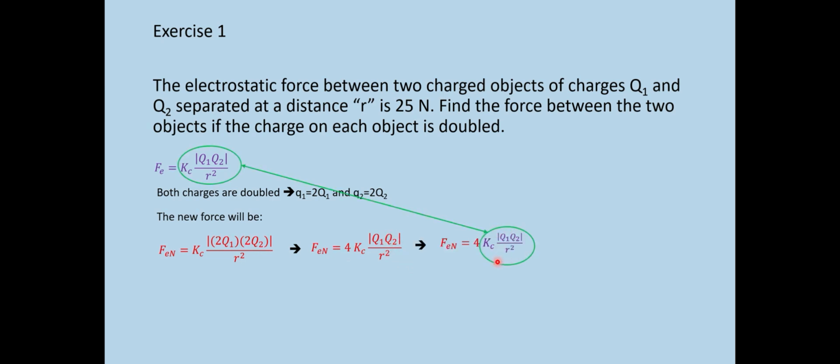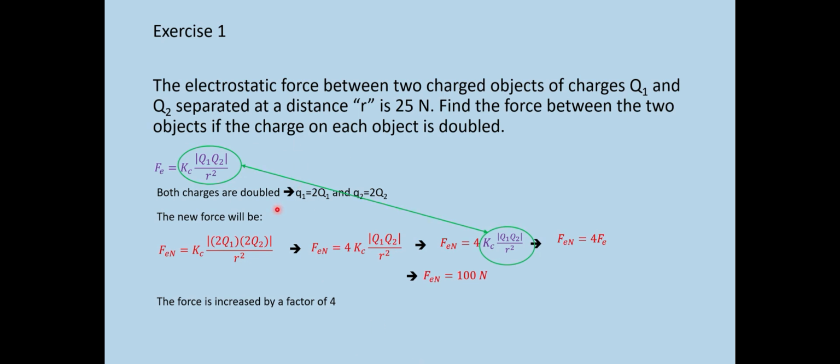Now, Kc Q1 Q2 over r squared is the same as the original force Fe. So the new electrostatic force is equal to 4, and instead of writing Kc Q1 Q2 over r squared, I will replace it by Fe. So 4 Fe. If we replace, 4 times 25 gives 100 newtons. Then the force is increased by a factor of 4.